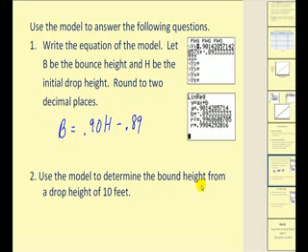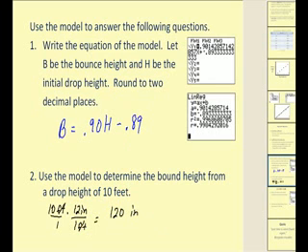Next, use the model to determine the bounce height from a drop of 10 feet. Now we have to be careful here because the original data was in inches, so we can't answer this in this form. We have to convert 10 feet into inches. Remember, 12 inches is equal to 1 foot. So we will use an x value of 120 inches.